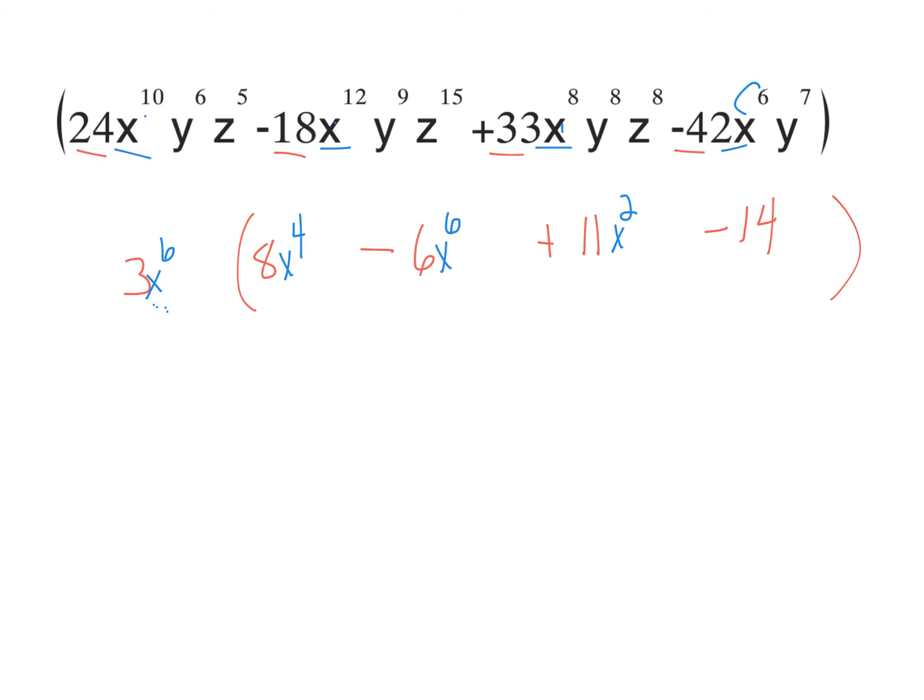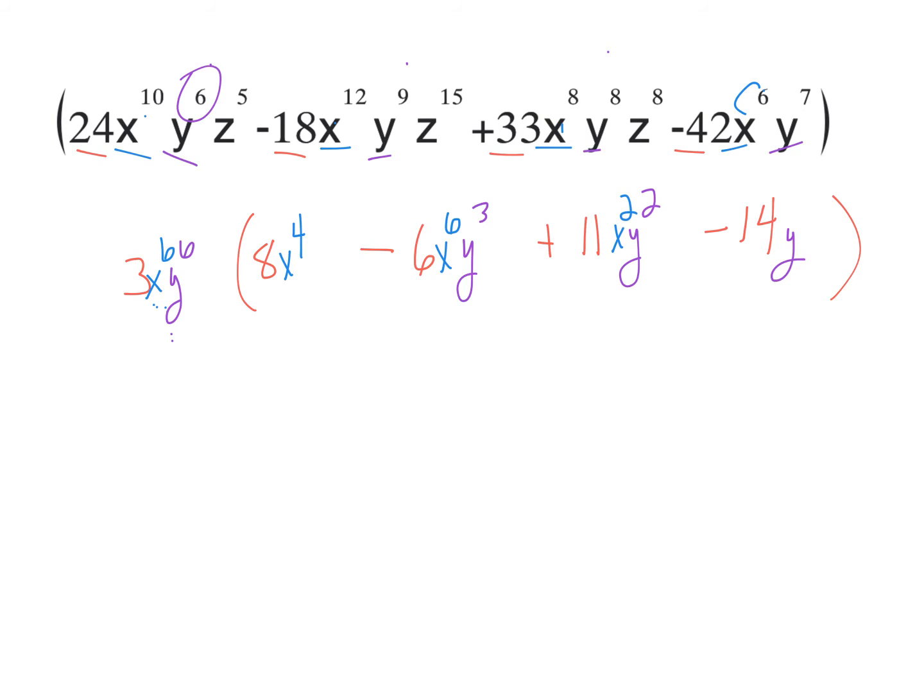All right, let's go to the y's. I have y to the 6th, y to the 9th, y to the 8th, and y to the 7th. Looking at my y's here, the lowest one I have is 6. So let's take out y to the 6th. 6 y's in, 6 y's out, nothing left. 9 y's in, 6 y's out, I have 3 y's left. 8 y's in, 6 y's out, 2. And I have 7 y's in, 6 y's out, so only 1 y is left.